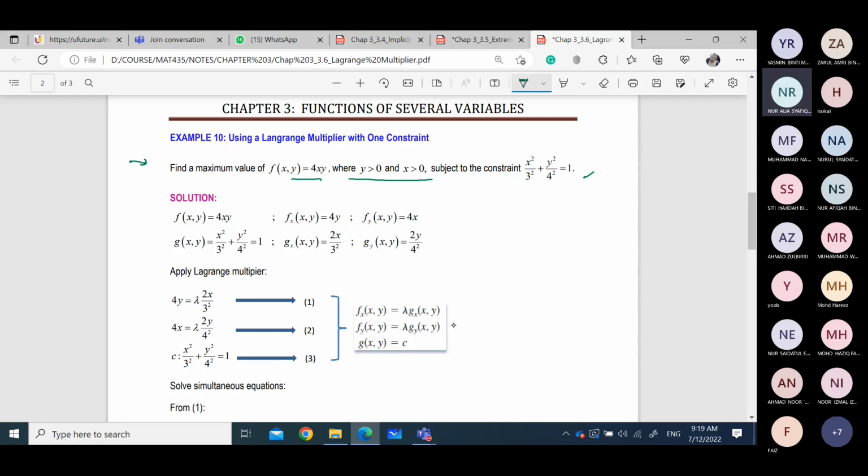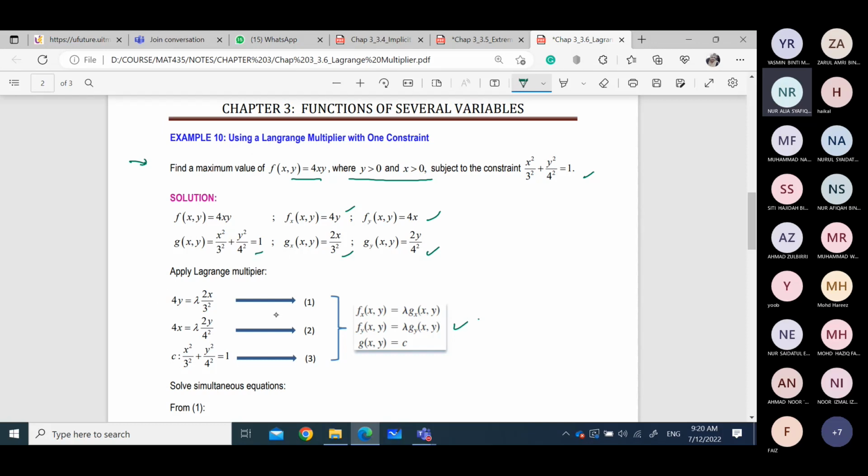It is based on this one. Okay, so first we need to find the first order partial derivative with respect to x and y on f and g. So here we have, for y, the first order derivative with respect to x on f, and for x the first order derivative with respect to y on f. And then g sub x we have 2x over 3 squared, and g sub y is 2y over 4 squared. Okay, so this is our constraint.